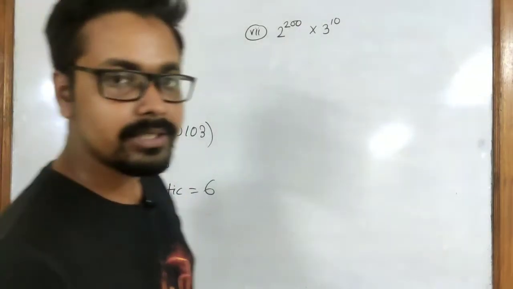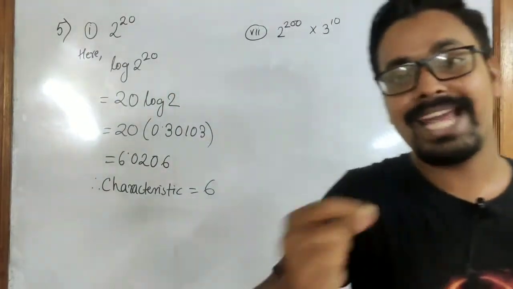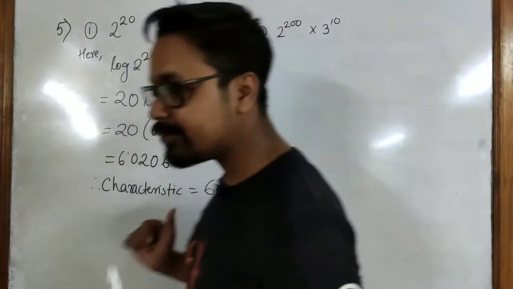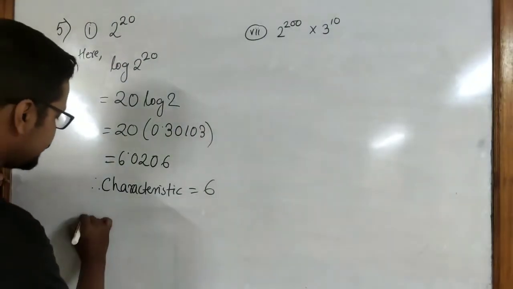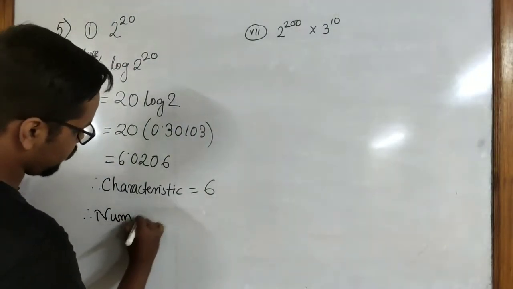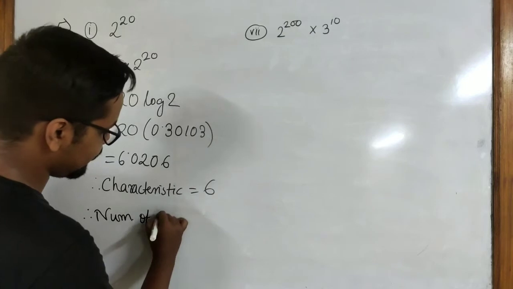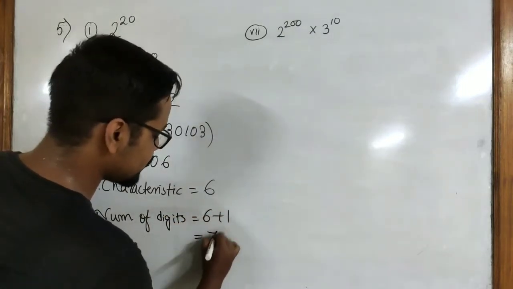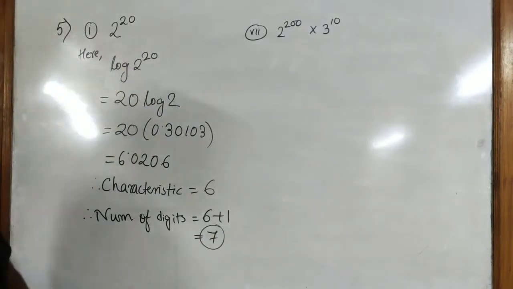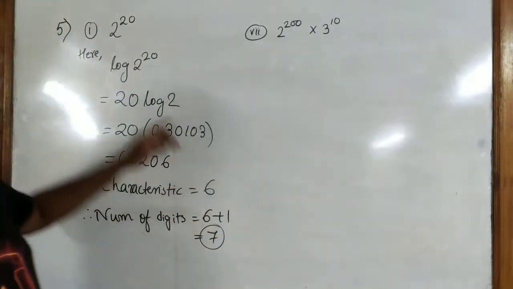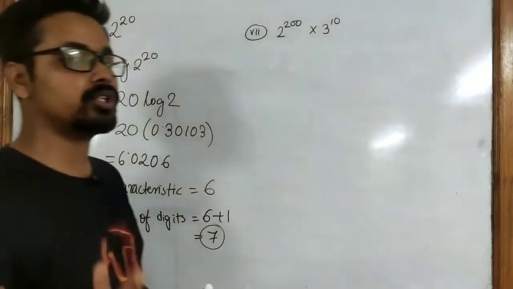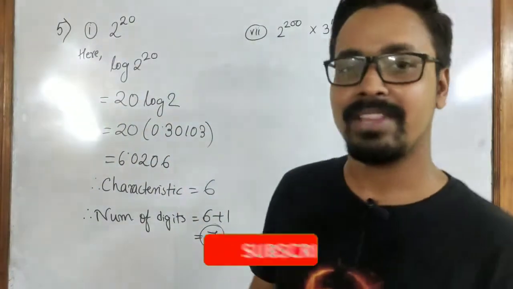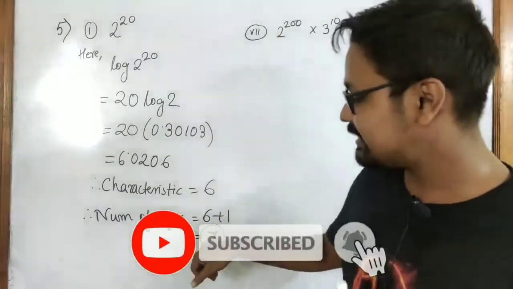Here the characteristic is 6. So what we do is we take the characteristic and we add 1 to it. Since the characteristic is 6, the number of digits is going to be 6 plus 1, which is 7. So 7 is the answer. 7 digits are there in the value of 2 to the power 20. You can use your calculator to check it out. Take out your calculator and try to find 2 to the power 20. The value that you will find, you will see that it is a 7-digit value.